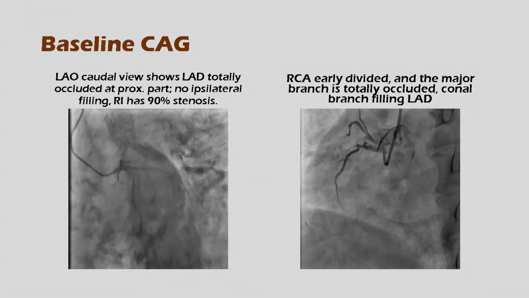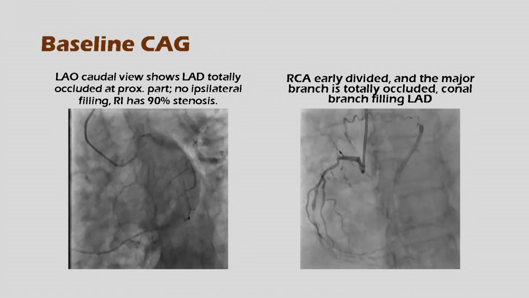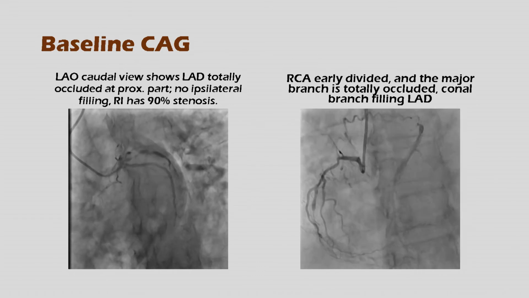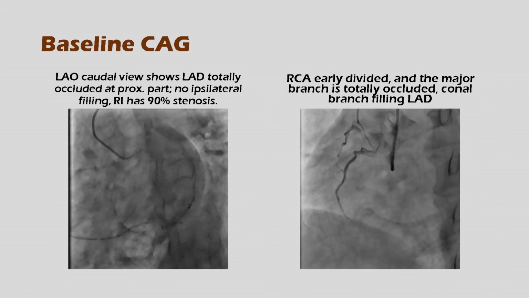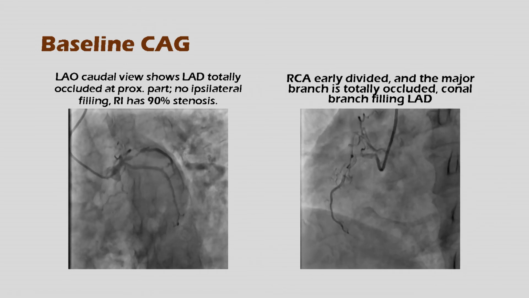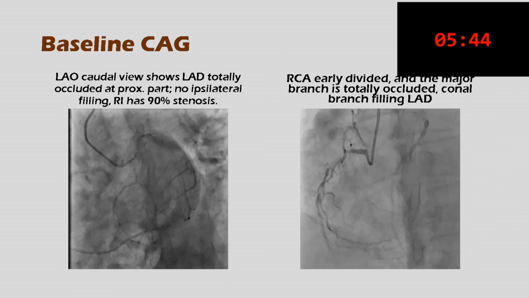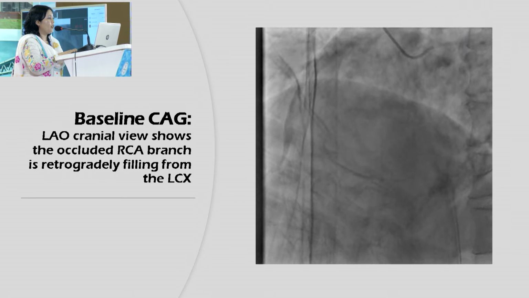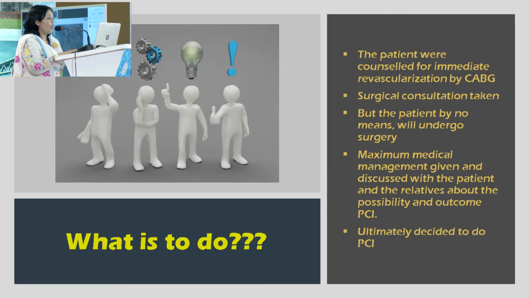LAO caudal view shows LAD totally occluded at the proximal part, no ipsilateral filling. Ramus intermedius has 90% stenosis at its proximal part. RCA was early divided and the major branch is totally occluded at the mid part, with conal branch filling LAD. LAO cranial view shows occluded RCA branches retrogradely filled from the LCX.